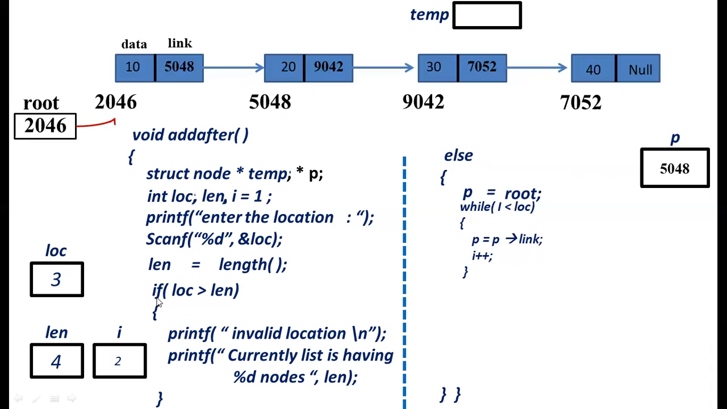Now again it will check: 2 is less than 3. So it came to this while loop. Now P is equal to P to link. What is P to link? The 5048 node's link value, what is it? 9042. So 9042 will be placed here, so P will be pointing here. Now I plus plus, I value becomes 3. Now 3 is less than 3, the condition is false. So we will come out of this while loop, because the control has already moved to this particular location.